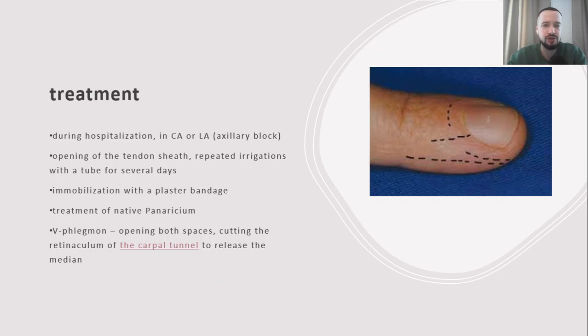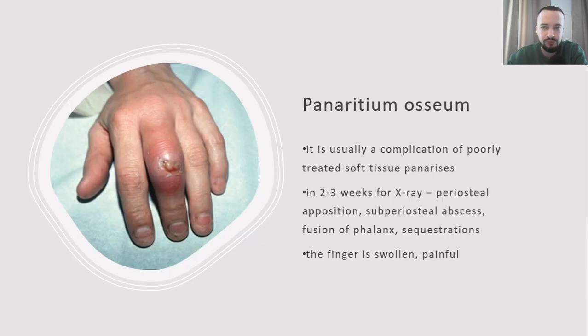Treatment: during hospitalization in CA or LA, axillary block. Opening of the tendon sheath, repeated irrigations with a tube for several days. Immobilization with a plaster bandage. Treatment of native Panaritium: V-phlegmon, opening both spaces, cutting the retinaculum of the carpal tunnel to release the median.